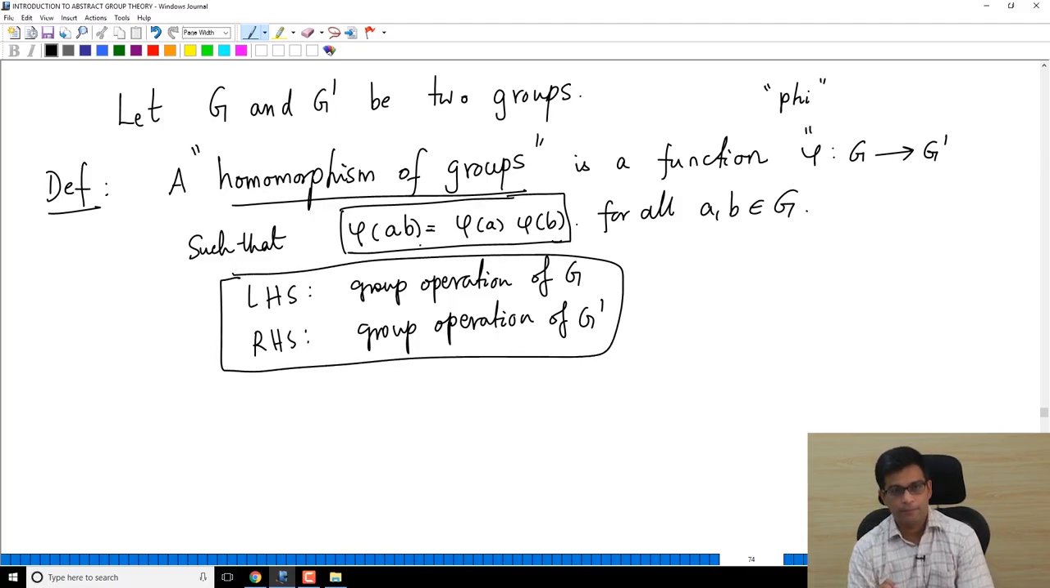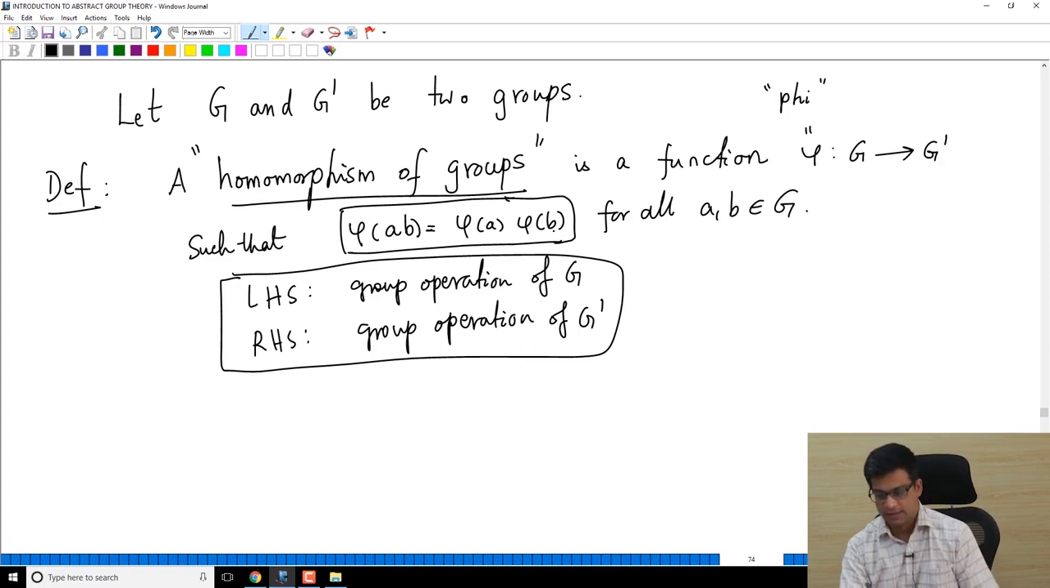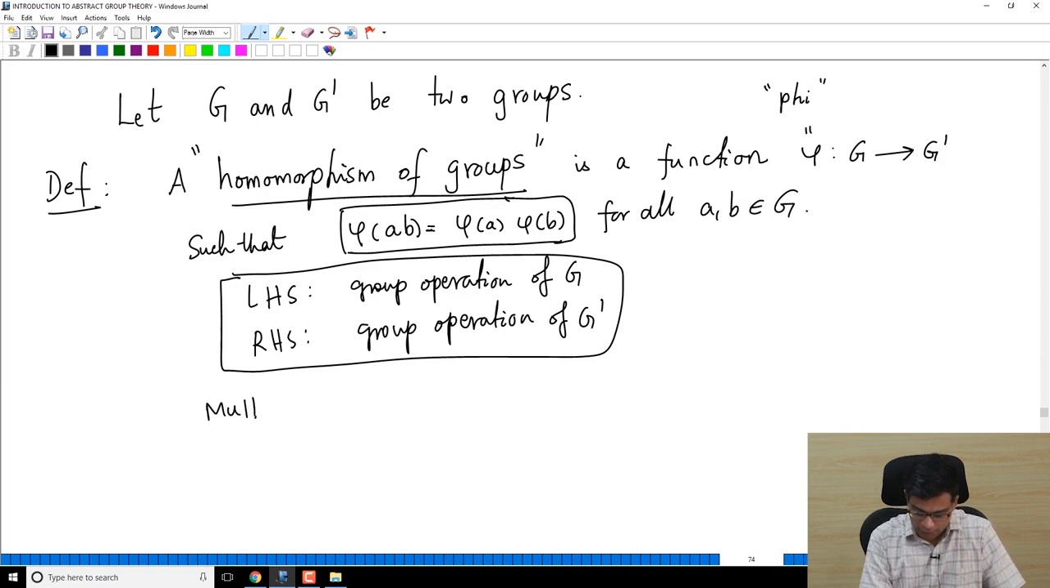So it's not any set function but a set function which satisfies this. A good way to remember this is to say this is a set function which respects the group operations of G and G prime. Whether you multiply first in the group G and then apply phi, or you apply phi first and then multiply in the group G prime, you get the same answer. This is what a group homomorphism is. So multiply and then apply phi is the same as apply phi and then multiply.